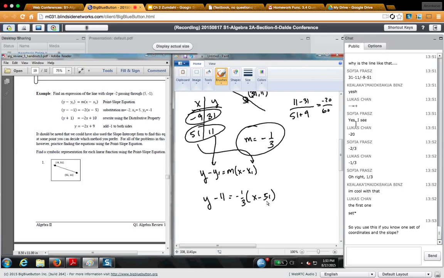So I use this if you know one set of coordinates and the slope. Yes, absolutely, Lucas. You use the point slope formula if you know at least one of the points and the slope. A lot of times they'll give you two of the coordinates, but they won't give you the slope. Well, you can use those two coordinates to find the slope, and then you'll have at least one of those points and the slope, and you'll be done. We good? All right. Anyway, let's calculate this out a little bit.